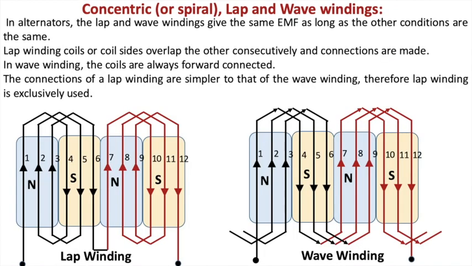Next comes the lap and the wave winding. In alternators, lap and wave windings give the same EMF as long as the other conditions are the same. In lap winding, coils overlap one another consecutively and connections are made. In wave winding, the coils are always forward connected. The connections of a lap winding are simpler than those of a wave winding. Therefore, lap winding is exclusively used. Now over here you can see a lap winding where the coil is placed from 1 to 4, then 2 to 5, then 3 to 6.